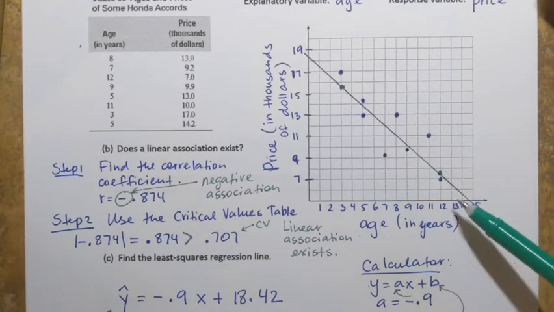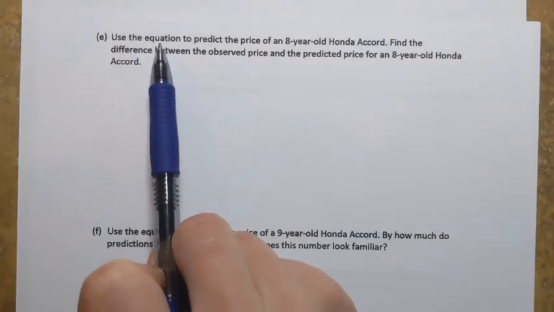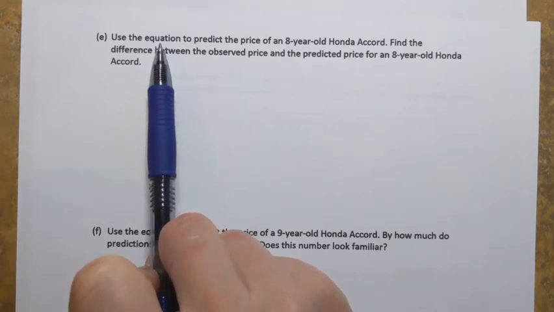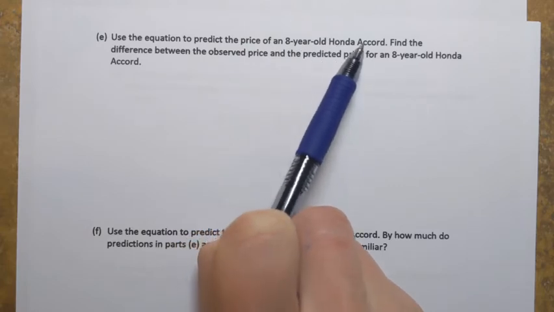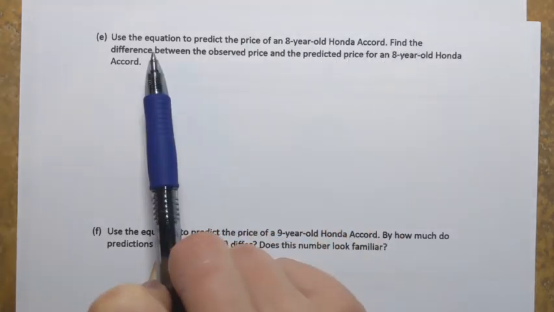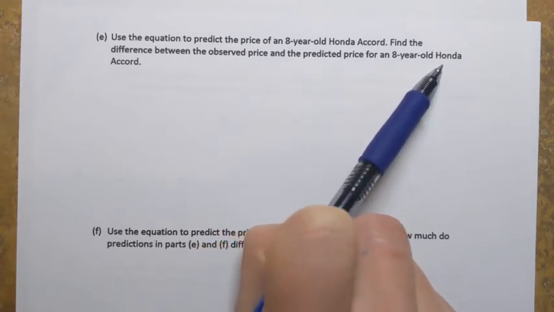Okay, so here's the line. Okay, let's move to the next question. In this question, we have to use the regression equation that we found to predict the price of an 8-year-old Honda Accord. We also need to find the difference between the observed price and the predicted price for an 8-year-old Honda Accord.